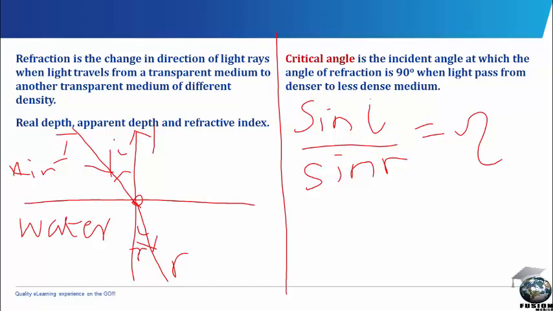Now we talk about the critical angle. It's the incident angle at which the angle of refraction is 90 degrees when light passes from a denser to a less dense medium.